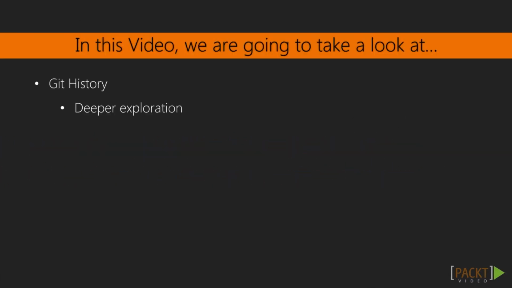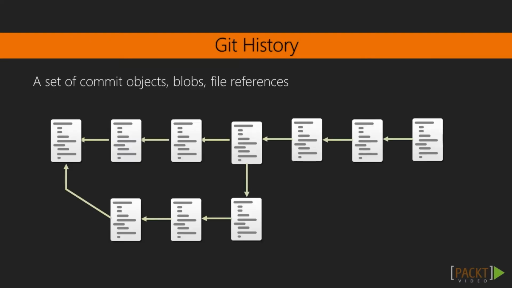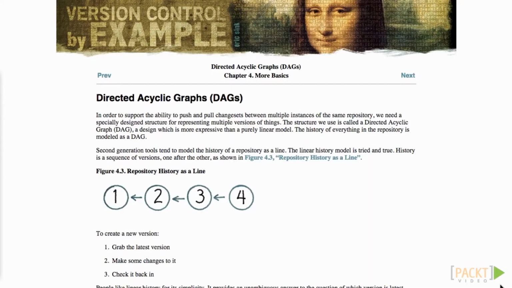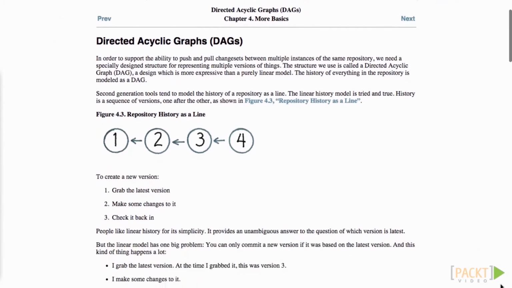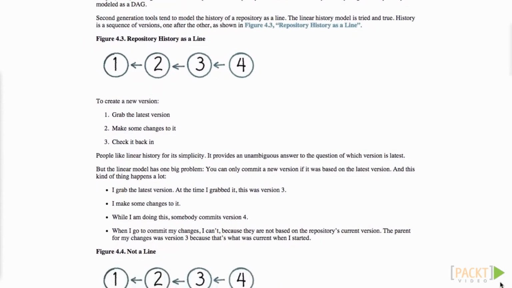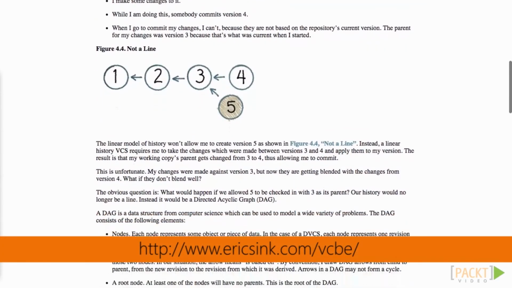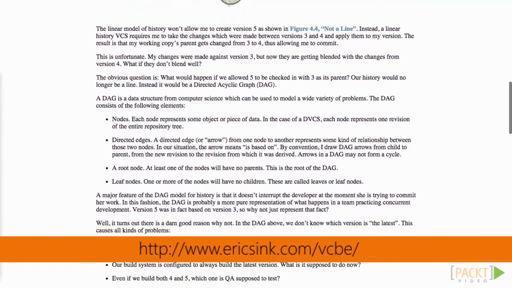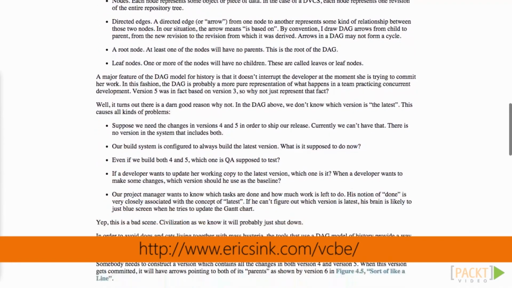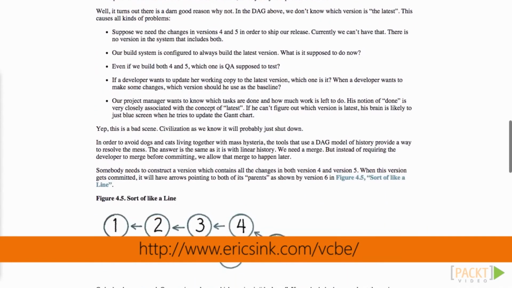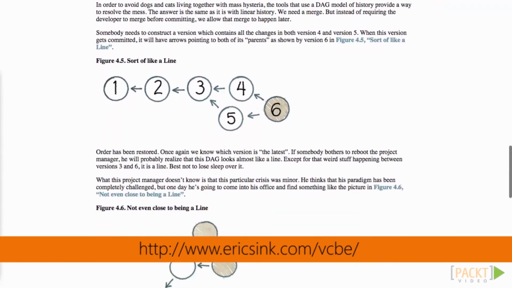This is a closer look at Git history. Recall that the Git history is a set of commit objects, blobs, and file references chained together by a reference to their parents. An engineer would call the Git history a directed acyclic graph of commit objects. There is a terrific explanation of this as it relates to source control in this book by Eric Sink. As a software developer, the Git history is something far more significant and extremely important.